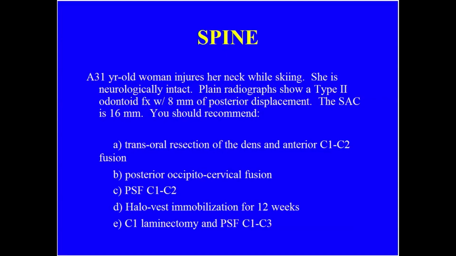A 31-year-old woman injures her neck while skiing. She is neurologically intact. Plain radiographs show a type 2 odontoid fracture with 8 millimeters of posterior displacement. The SAC is 16 millimeters. A red herring. You should recommend, right, C, posterior C1, C2 fusion.